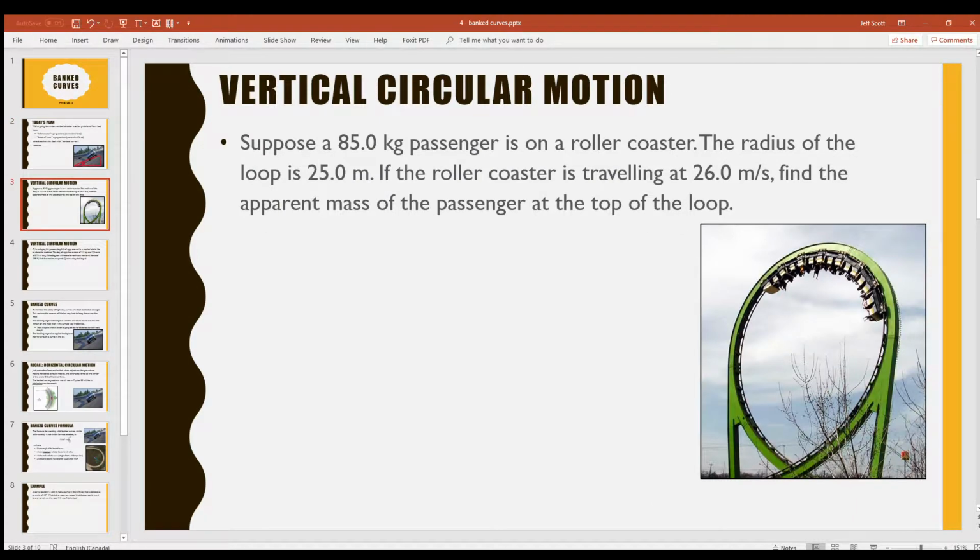So first we're going to review a roller coaster type problem. Just pause right here so you can take some notes.